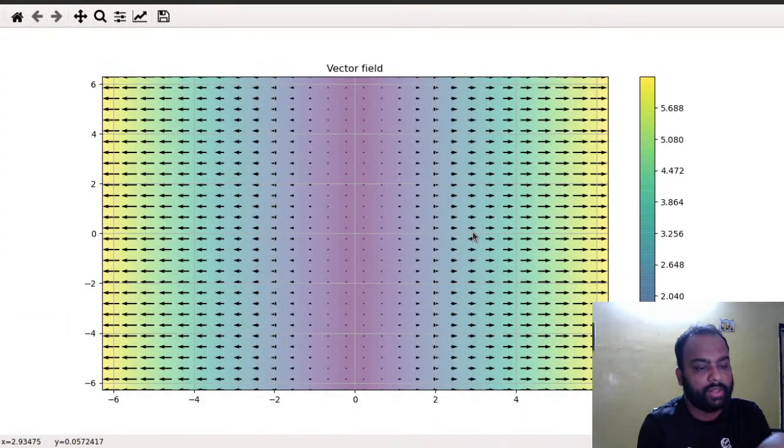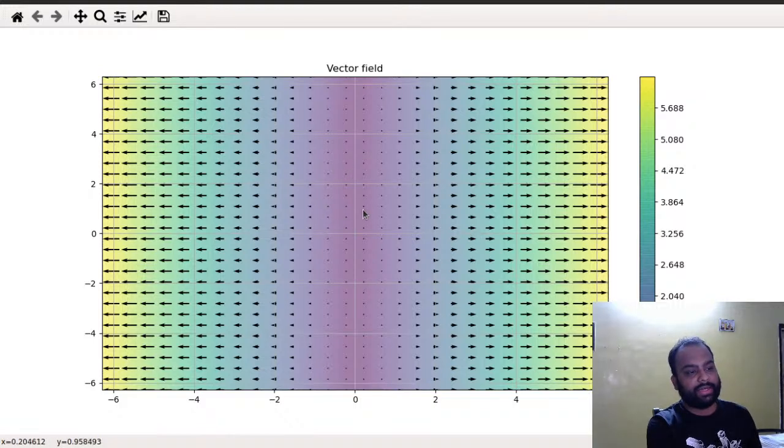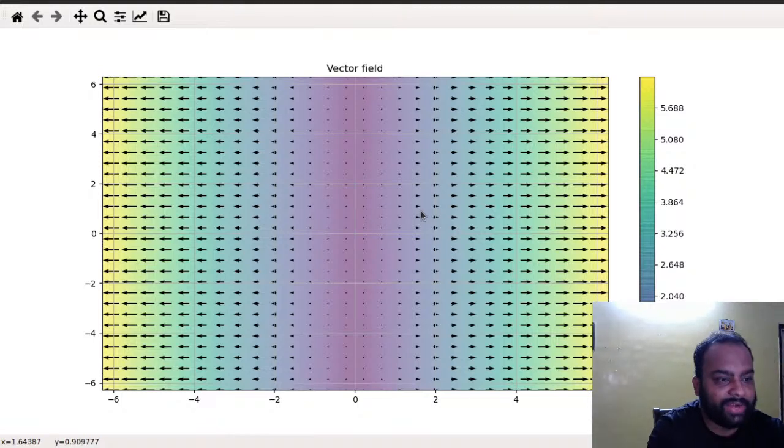Look at a vector field, for example. Imagine it's like a flow, and maybe it's not an electric field again. Someone is saying, what if I explain the polar plot once more? I will explain it. Look at this vector field, for example.